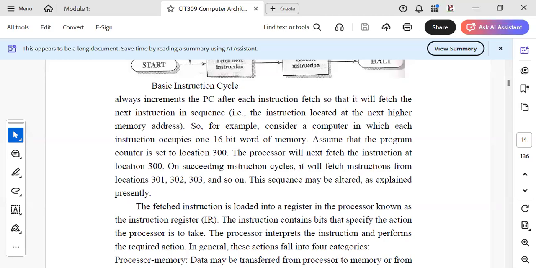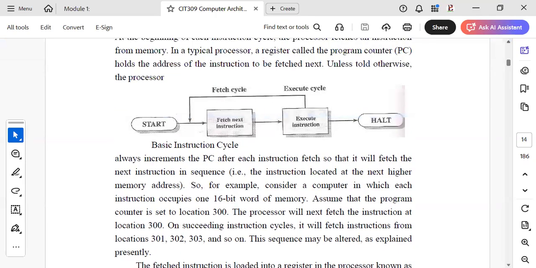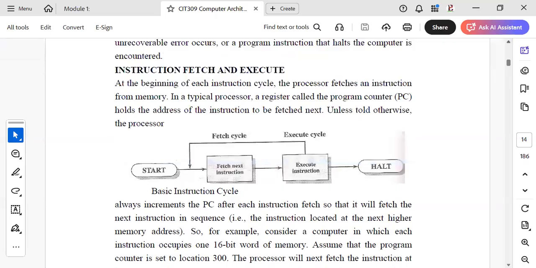So we've been doing something before we go to this basic instruction cycle. The main topic is instruction fetch and execute. It's very straightforward. Fetching the instruction and executing it. That is on your CPU, on your central processing unit.